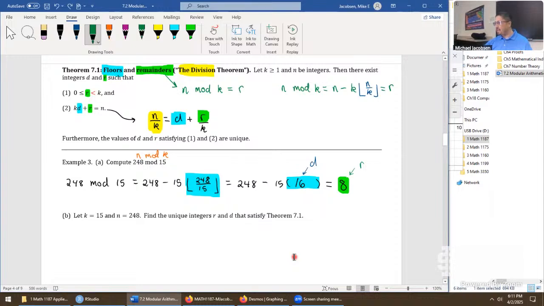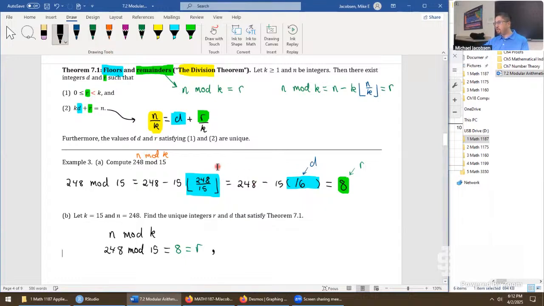Okay, I answered part A in kind of a weird way because it sort of answered part B as well. It said find the unique integers r and d satisfying theorem 7.1, and I just pointed at them right here. But let's do part B anyways. Let's also check that we have the right answer at the same time. So if we're supplied values, k is 15 and n is 248, what we're really doing is, like we mentioned above, n mod k, which is really now this time 248 mod 15, it resulted in a value 8, which is r.